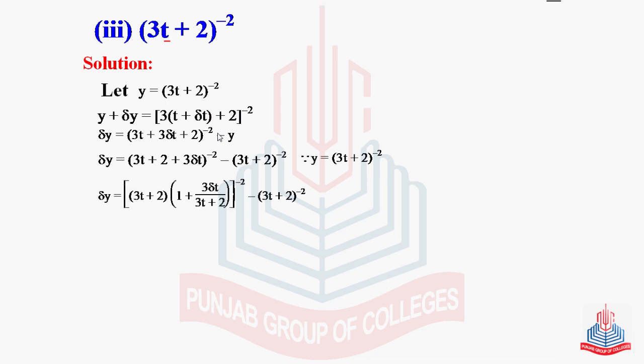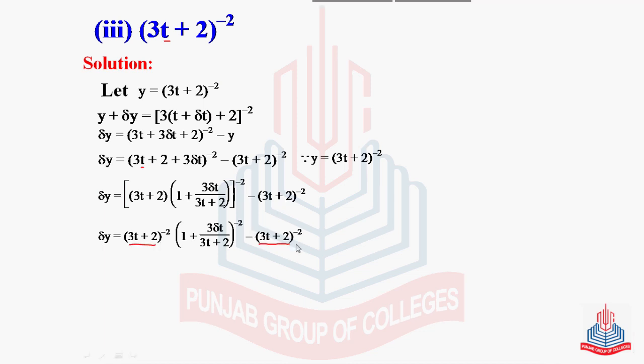and the same thing, 3t + 2 can be taken as a common factor. The remaining thing will be 1 + 3 delta t divided by 3t + 2, whole raised to the power minus 2, and this will remain the same. This minus 2 will apply on both of these two expressions. So delta y = (3t + 2)^(-2) times (1 + 3 delta t over 3t + 2) raised to the power minus 2, and again this thing will remain the same.